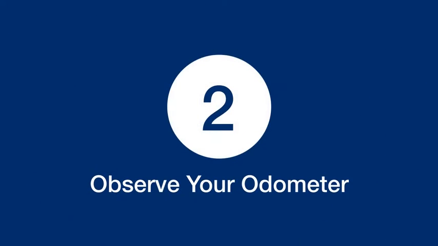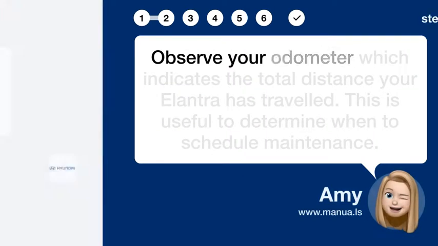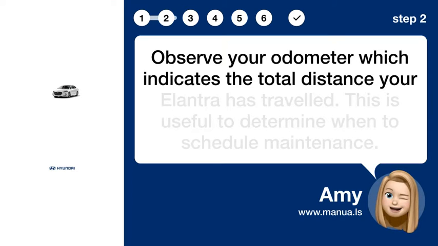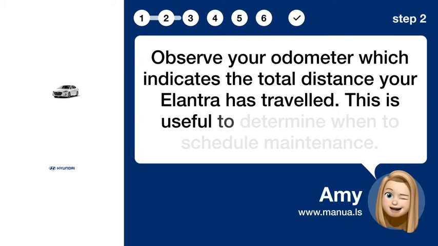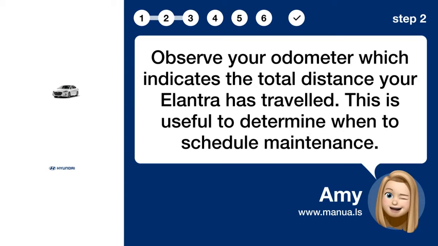Step 2. Observe your odometer. Observe your odometer, which indicates the total distance your Elantra has traveled. This is useful to determine when to schedule maintenance.